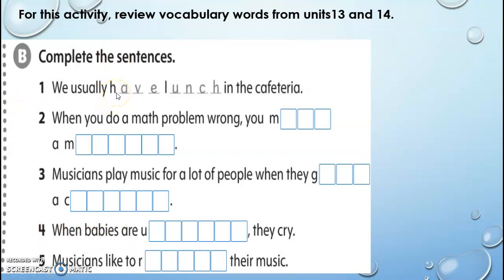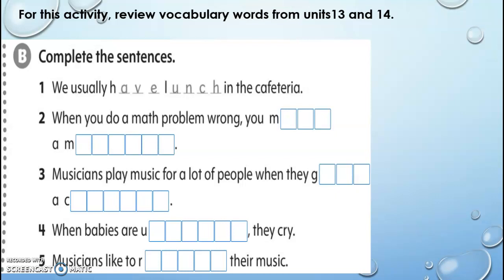Let's look at the example. We usually have lunch in the cafeteria, okay? Have lunch, completed. Number 2, when you do a math problem wrong, you have to complete that word, okay? Number 3, musicians play music for a lot of people when they, G, A, K. You have to complete the word. It is a verb phrase. That's why you have two words, okay? Remember, verb phrases or collocations are made up of the verb and another word, okay?